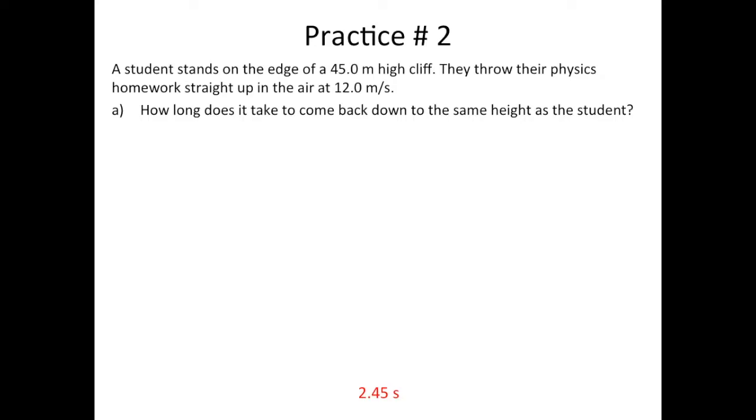Okay, now we have a student who stands on the edge of a 45-meter high cliff. So I'm going to go ahead and draw my cliff, and here's my little guy, standing on the top of the cliff. They throw their physics homework straight up into the air at 12 meters per second. Notice they throw it up, so their homework goes up. That means that the initial velocity, V initial, is a positive 12 meters per second. It's positive because it's up. Okay, so how long does it take to come back down to the same height as the student?